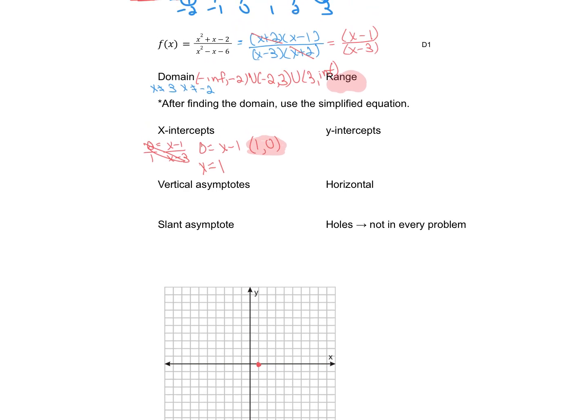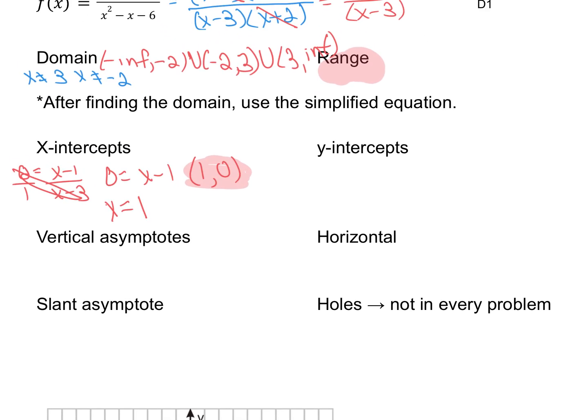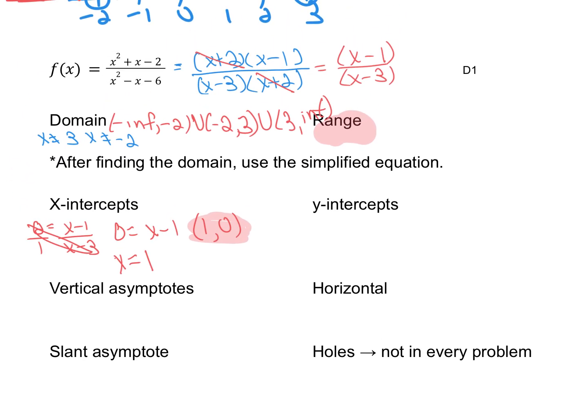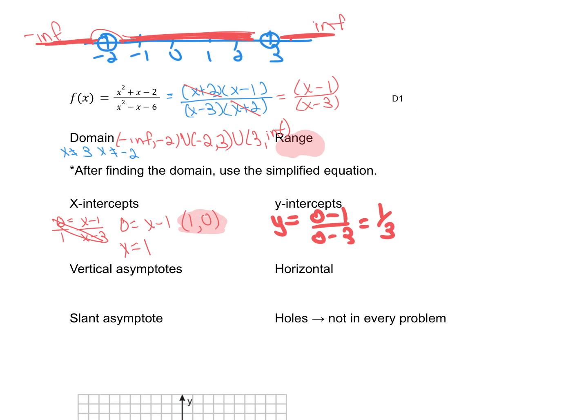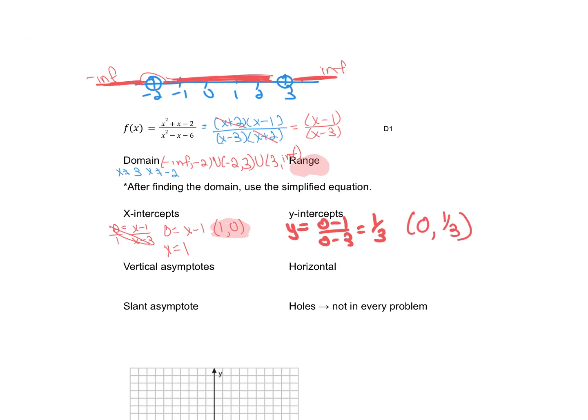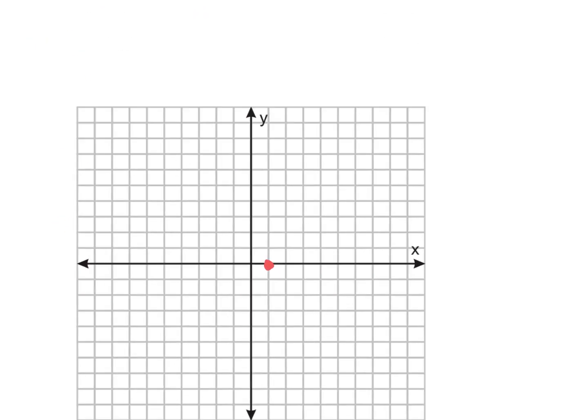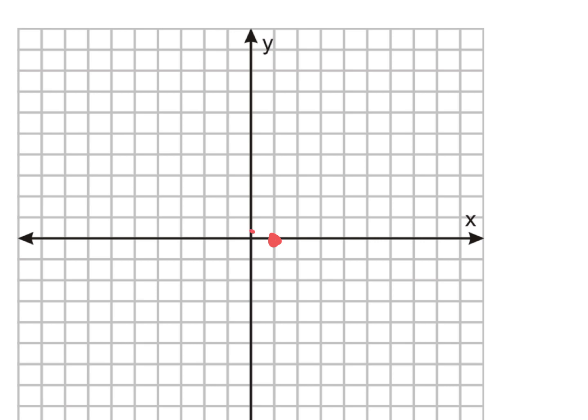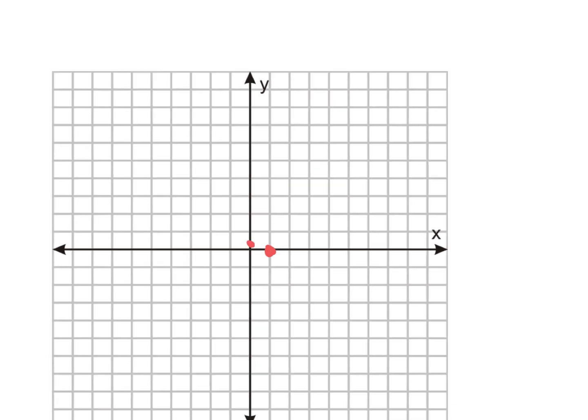Then let's look at our y-intercept. Again, our y-intercept is the value of y when x equals 0. So we're going to have y equals, and we're just going to use that simplified equation, 0 minus 1 over 0 minus 3, which equals 1/3. So our y-intercept is going to be at 0, 1/3. So let's put that on there. 0, comma 1/3. We're going to be right about here, right above that.